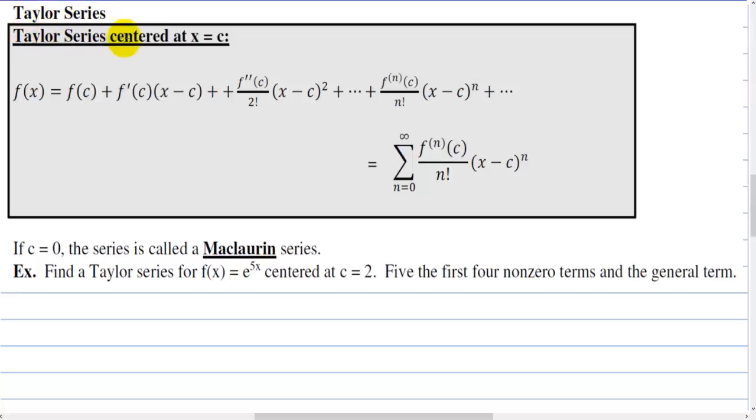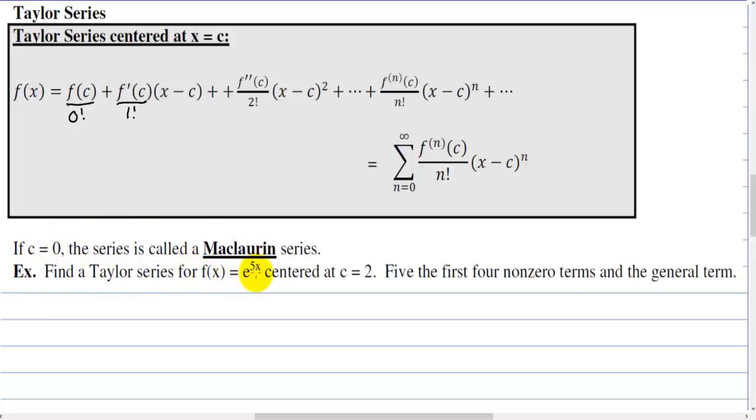Taylor series centered at x equals c. f of x equals f of c plus the first derivative at c times x minus c, plus the second derivative at c over 2 factorial times x minus c squared, and then we'd have the third derivative at c over 3 factorial times x minus c to the third, and so on. Now this is really over 0 factorial, and this is over 1 factorial, but both of those are 1. If c equals 0, the series is called a Maclaurin series.